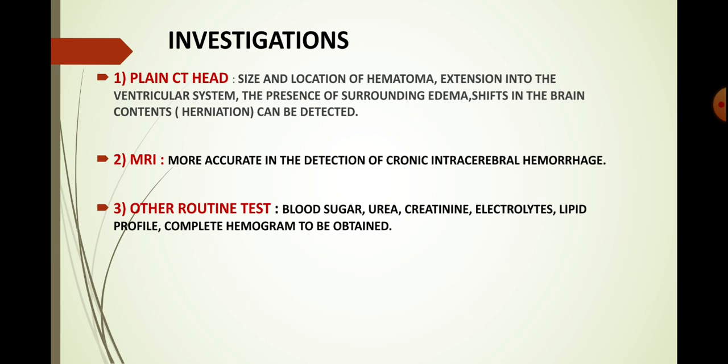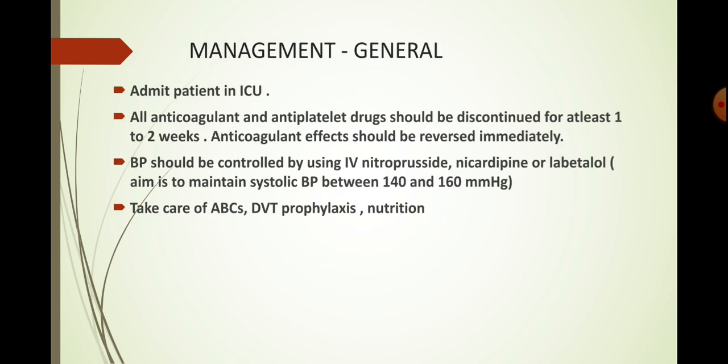What are the investigations? Main investigation is you do a plain CT of the head. What does the plain CT of head show? The size and location of the hematoma, whether the hematoma extends into the ventricular system, whether there is surrounding brain edema or herniation. All of that is detected by the CT head. MRI is more accurate if you use it for chronic ICH. Now, other routine tests also should be done, like blood sugar, urea, creatinine, electrolytes, etc., to determine what is the underlying factor or cause that triggered the hemorrhagic stroke or intracerebral hemorrhage.